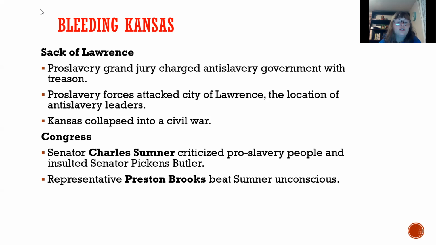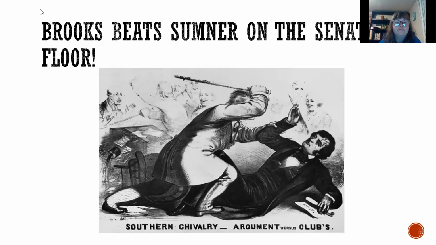Congress. So Senator Charles Sumner criticized pro-slavery people and insulted Senator Pickens Butler. Representative Preston Brooks beat Sumner unconscious. So it's important to understand this is a really big deal, a life or death type of decision. Here's a political cartoon, I suppose, of what's happening.